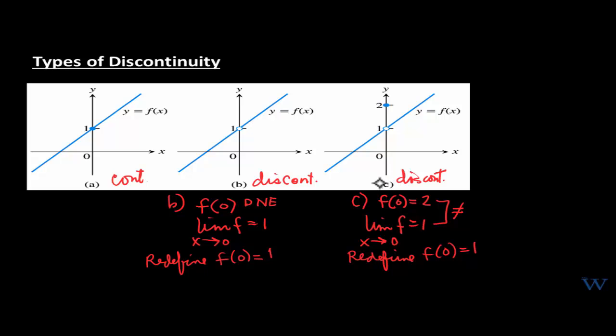So what is a removable discontinuity? They both have limits at the point where we're looking at, and if in the case the function value does not exist, then we just redefine it to be at the limit value. And here it does have a function value, but it does not coincide with the limit value. So we just have to move that dot over there. Then we have removed its discontinuity.